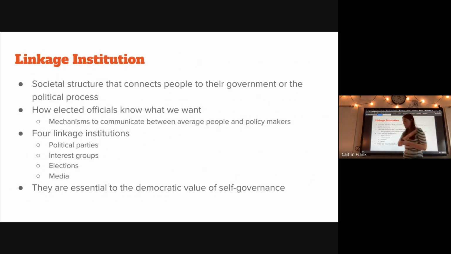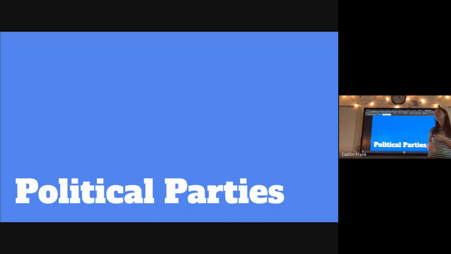So I said the second part of this is about the 4 linkage institutions. What do I mean by linkage institutions? These are things in our American society that connect the people to the American government. So it is ways for the government to know our interests, ways for people to have a say and help draft legislation and lobby and put people into office to better connect the representative government more directly with the people. And I'm going to go over each of these individually, but we've got political parties, interest groups, the media, and elections. So let's start with political parties.